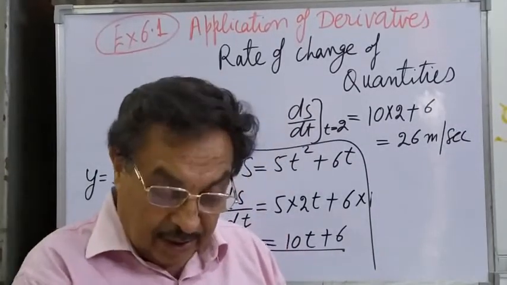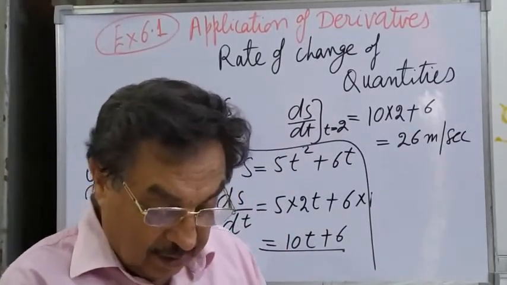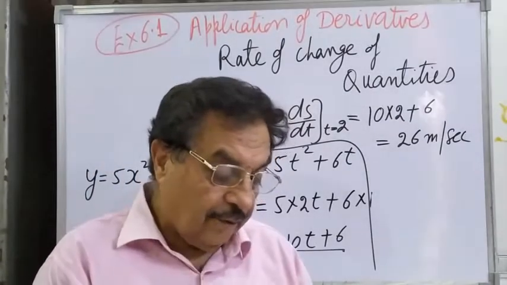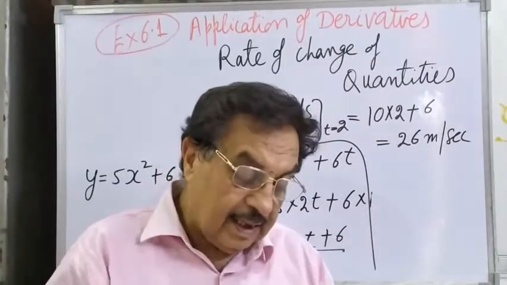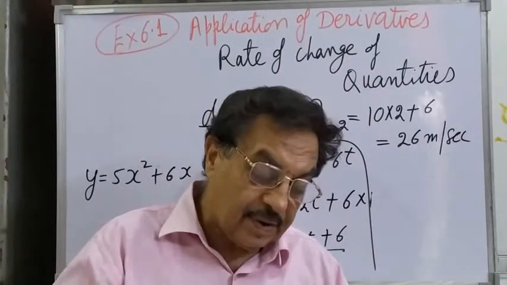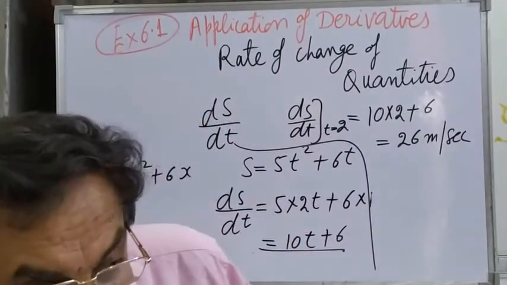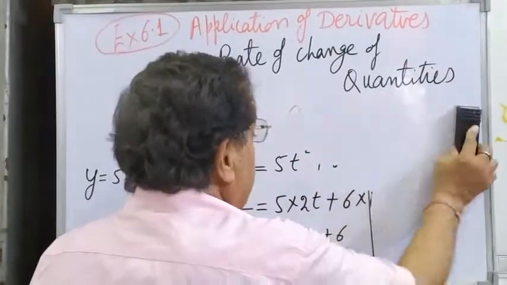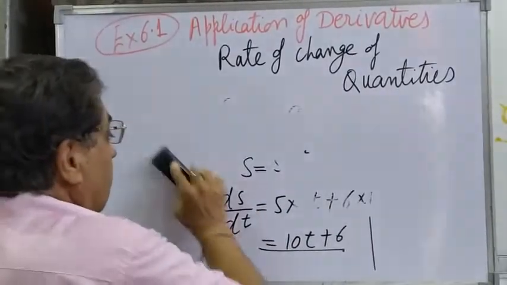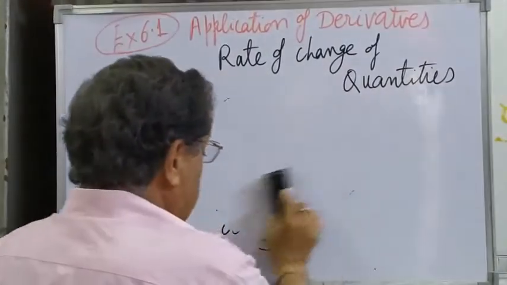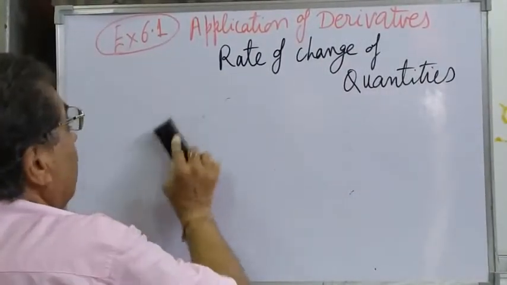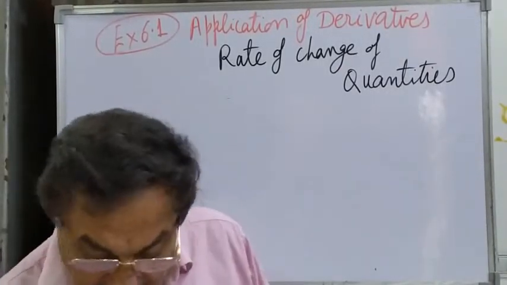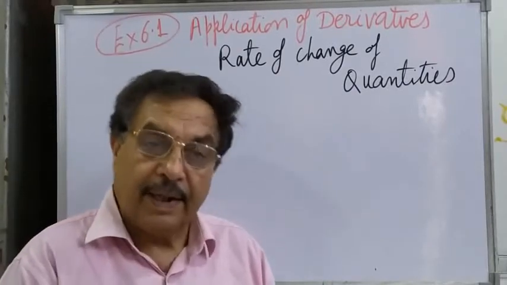Now we'll go on studying how different things change. So 6.1, let us come to the question first. Find the rate of change of the area of a circle with respect to the radius. Of course, when we draw a circle, the area of the circle depends upon the radius.